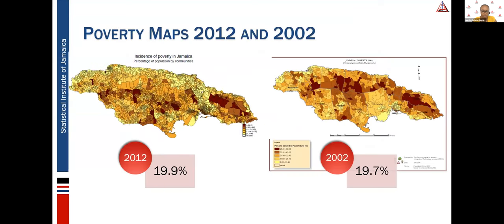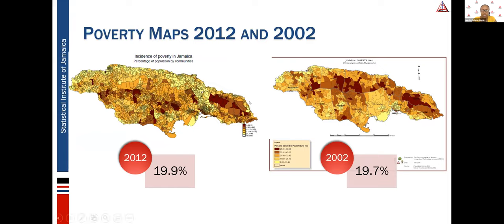So this now on the screen, and I'm wrapping up shortly, is the poverty maps graphically, well, spatially represented for both 2002 and for 2012. And what we saw when we did, because as I said, we have done poverty maps repeatedly, is that there wasn't a significant shift in the level of poverty, even though between the years there had been fluctuations. But between these two points in time, the level of poverty was statistically equal.